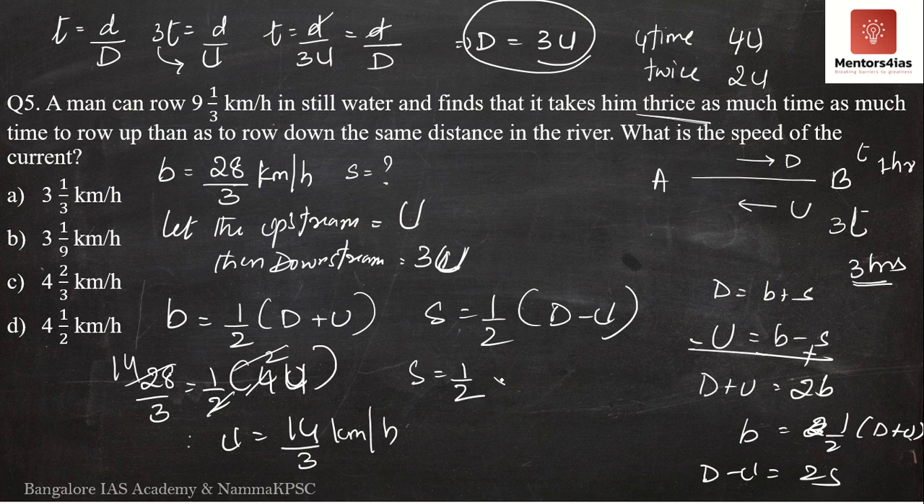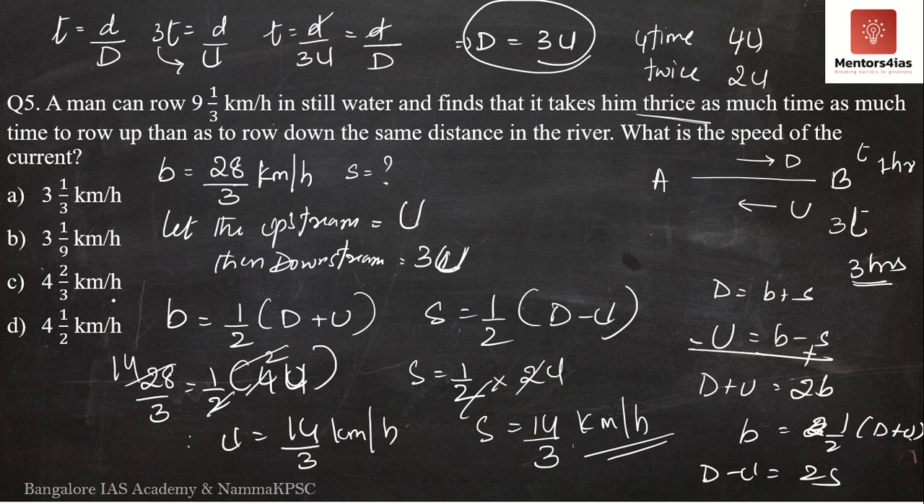So we have half into 3U minus U, which is equal to 2U. 2 and 2 get cancelled. Therefore, S is nothing but U, that is the upstream speed, which is equal to 14 by 3 itself. So it is 14 by 3 kilometers per hour.